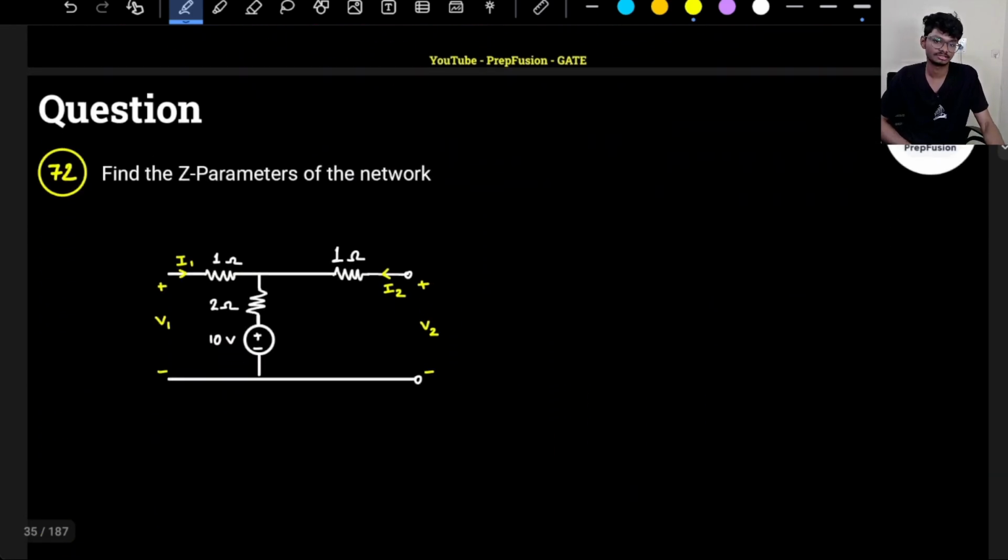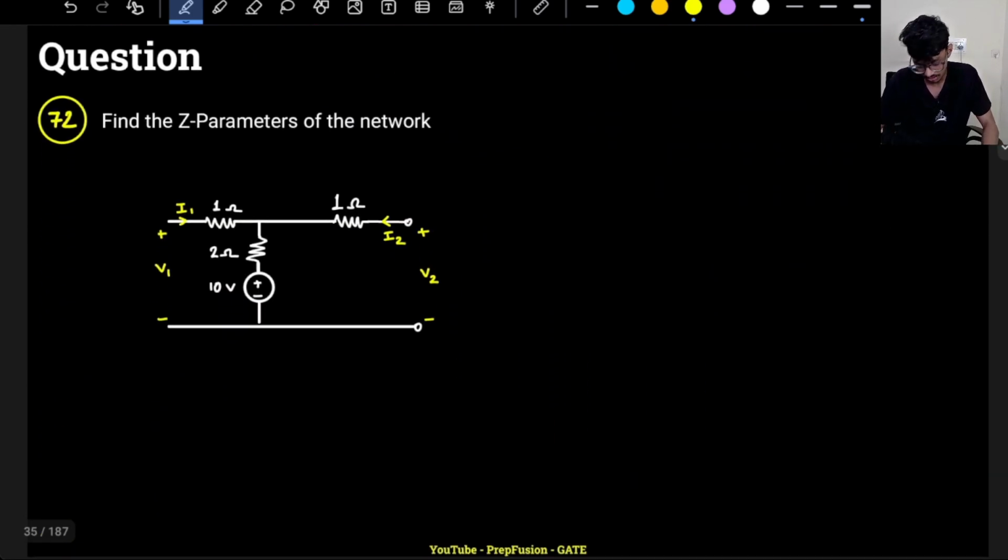So let's move on to the next question. So we will solve few questions. So this is the next question. So here we have to find out the Z parameter. So I am using directly method 2, I am not using method 1 because I have to find out the Z parameters, overall Z parameters. So individually I am not finding it out.